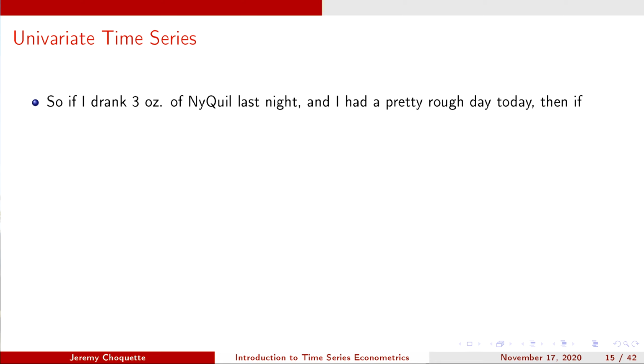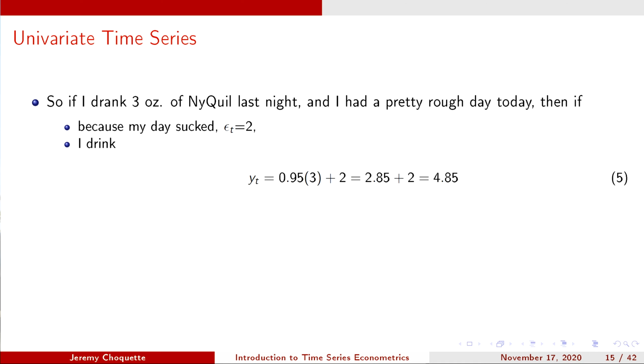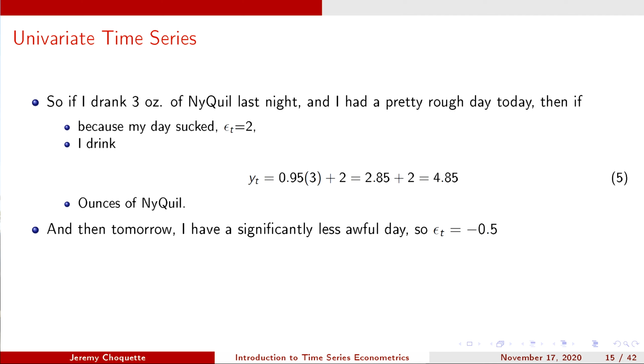So if I drank 3 ounces of NyQuil last night, and I had a pretty rough day today, then let's say, because my day sucked, epsilon t is going to be 2. Basically what that means is I will be drinking 2 additional ounces of NyQuil tonight. So if I plug all that in, 0.95 is that alpha 1 parameter. Multiply that by the amount of NyQuil I drank last night, which is 3, plus that epsilon, which is 2. Well, that gives me 2.85 plus 2, which is 4.85 ounces of NyQuil that I will be consuming tonight.